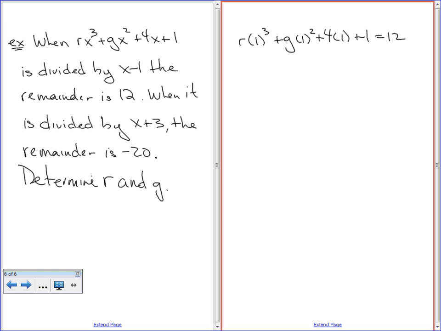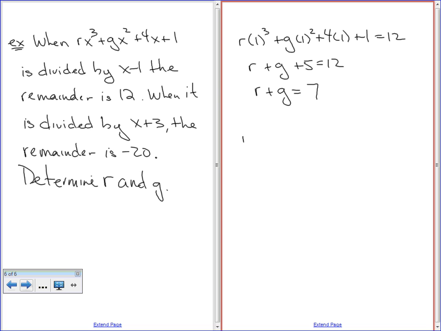Does that make sense? Okay, so now I'm just going to simplify. So I get r plus g plus 5 is equal to 12, and I get r plus g, bringing the 5 over the other side properly, and I get r plus g is equal to 7. So all I know at this point is r plus g is equal to 7. I don't know what r and g are, but what Jordan was saying is I can come up with a second equation because it gave me some information here that if I substitute in -3 into the function, it'll give me the remainder of -20. So that allows me to set up a second equation.